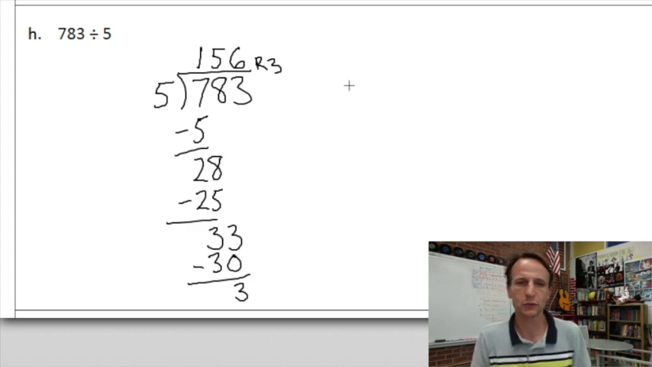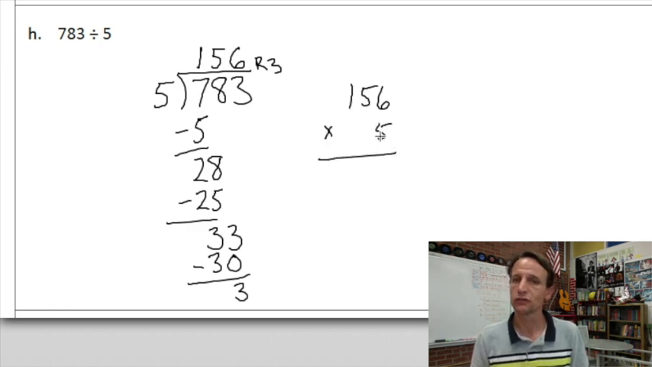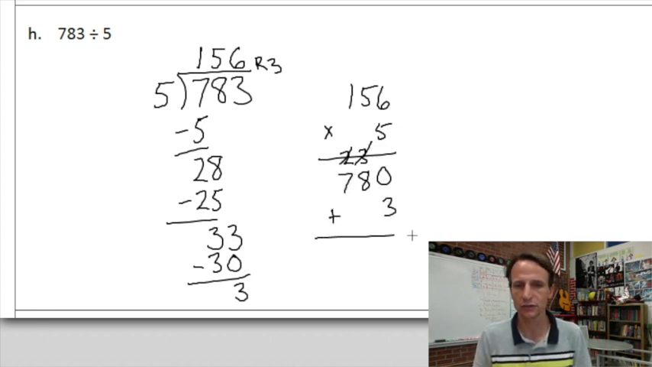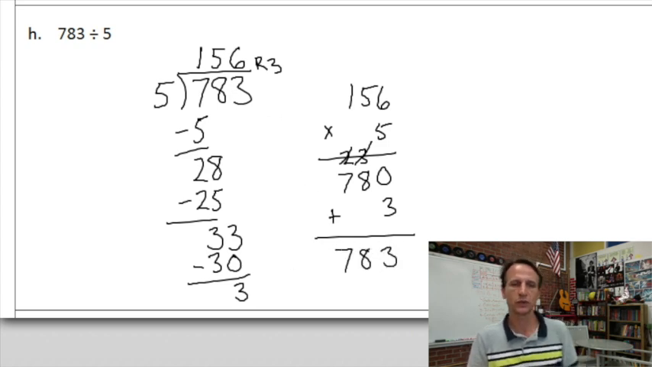Now, to check it out, we're going to take our quotient of 156 and multiply it by 5. So 5 times 6 is 30. 5 times 5 is 25 plus 3. Good. 28. 5 times 1 is 5 plus 2 is 7. And now we just need to add in, don't forget, that remainder of 3 to get 783, which checks out with our dividend.